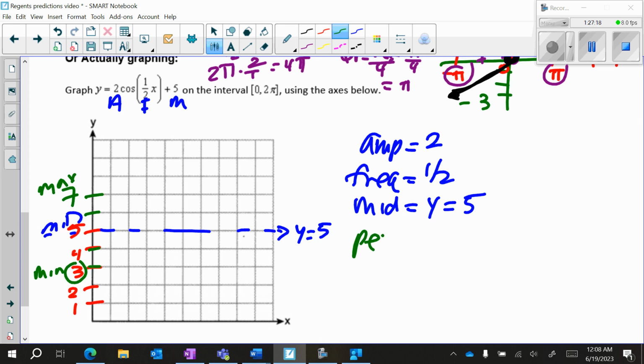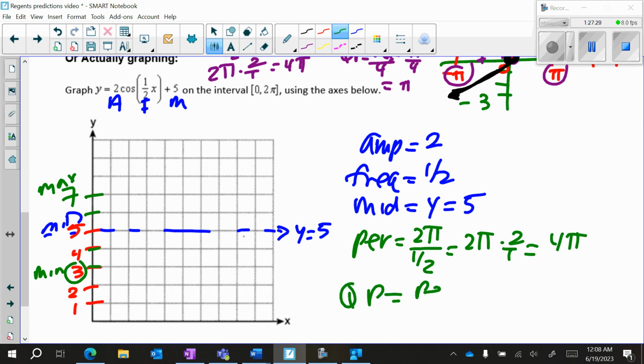The period is 2 pi over the frequency. So 2 pi over 1/2 is equal to 2 pi times 2 over 1, which is 4 pi. And the quarter points are period divided by 4, which is 4 pi over 4, which is pi. So notice this is called a restricted domain. So they only want you to go from 0 to 2 pi.